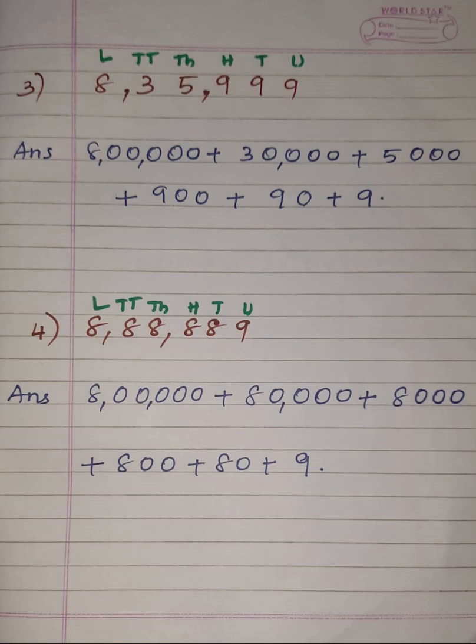Now next is, children, if you move from left hand side, here the first digit 8 is in which place? It is in the lakhs place. Therefore the place value of 8 is how much? It is 8 lakhs. Okay, children, the place value of 8 is 8 lakhs. Okay. Now next is digit 8. Next digit is 8. It is in which place? It is in the 10,000s place. So therefore the place value of this 8 is 80,000.